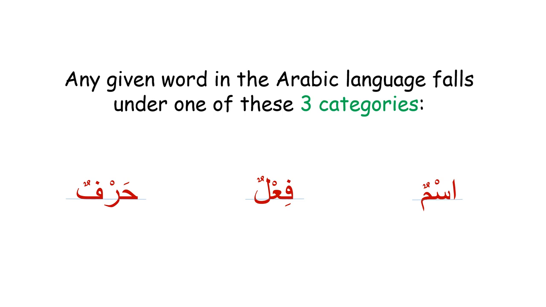Ismun, fi'lun, harfun. So again, if I try to rephrase what I have just said, I would simply say that any Arabic word is either a noun, ismun, a verb, fi'lun, or a particle, harfun. So far, so good. Now, how do we call word in Arabic?